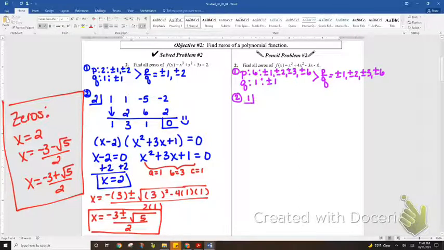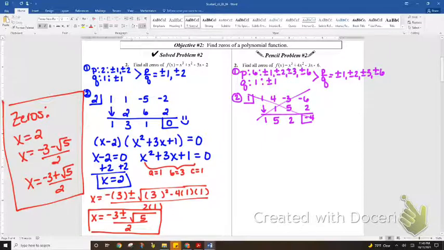Let's put a 1 in my box, put out my coefficients, make sure that they're all in descending order of the exponents, and every exponent's accounted for. So 1x cubed, 4x squared, negative 3x, and negative 6 is my constant. Do my synthetic division. Alright, this one did not give me a 0. What that tells me is that 1 is not a 0, or I made a mistake, okay? So I'm going to try another one.